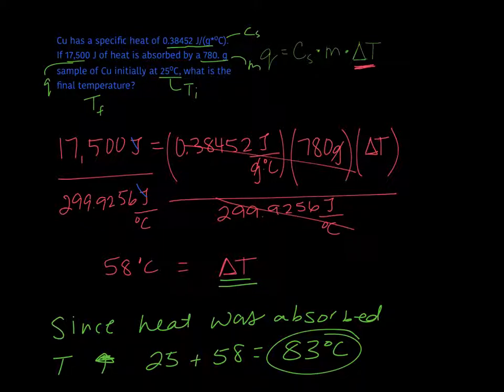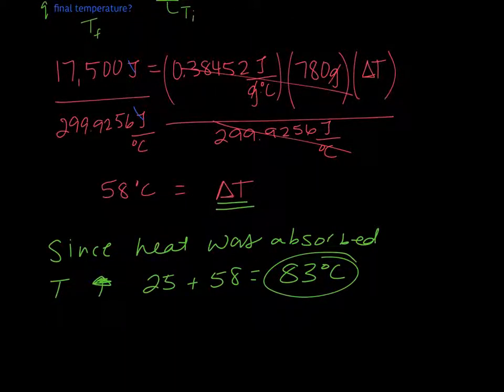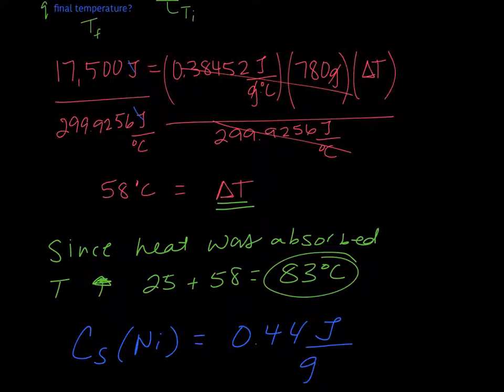If you need the specific heat for nickel, because you need it for the worksheet that I gave you, it's just not on there. I must have gotten rid of it somehow. The specific heat for nickel is equal to 0.44 joules per gram degree Celsius.